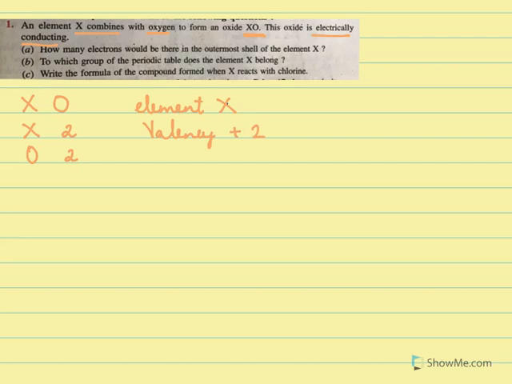So if it's +2, it must be a metal. It must be giving out electrons, right? So if the valency is +2, it must have 2 valence electrons. If valence electrons is 2, it belongs to group 2. So that is A. It belongs to group 2. And that's B, the question where they're asking how many valence electrons it has. So this is B. And how many valence electrons does it have? 2 valence electrons.